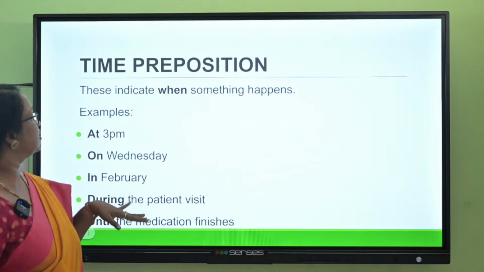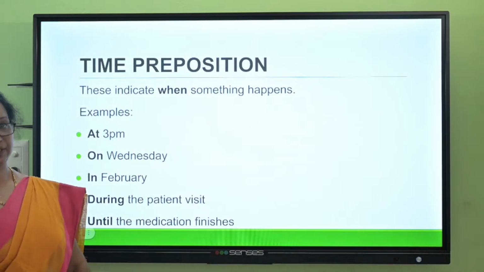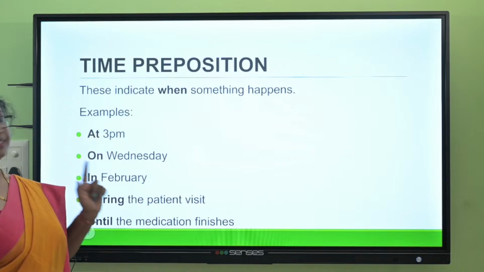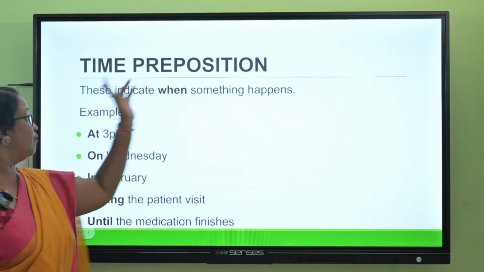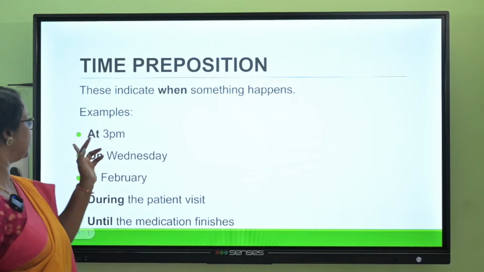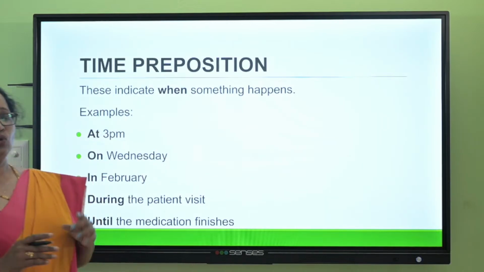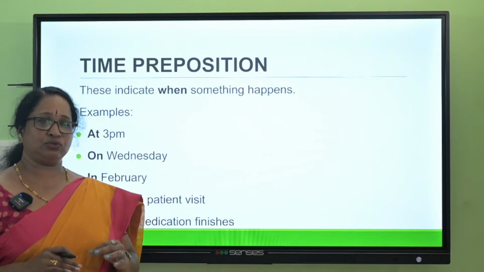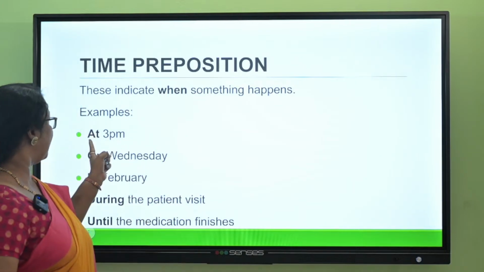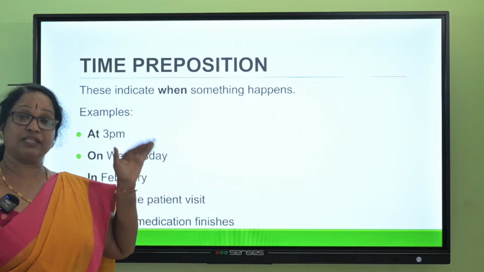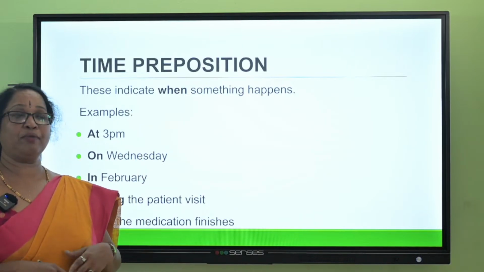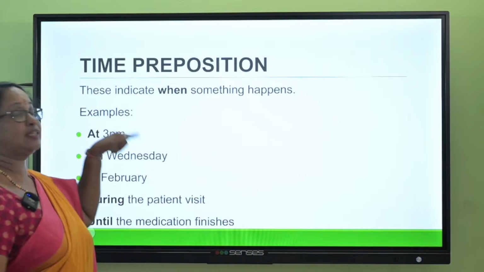And you see, first we will talk about time prepositions. Time prepositions indicate when something happens. For example, you have to attend the emergency department at 3 p.m. At 3 p.m. You have an appointment with the doctor at 3 p.m.